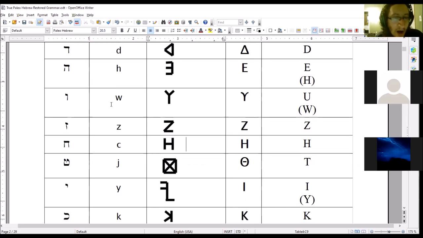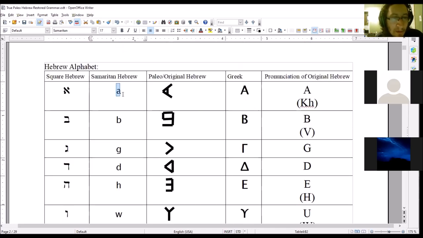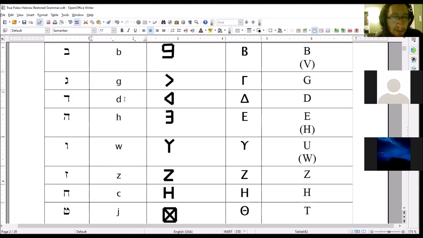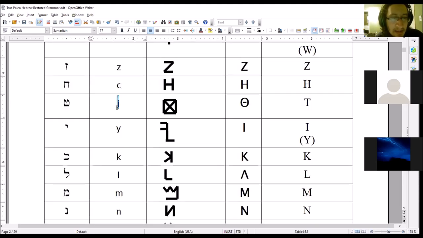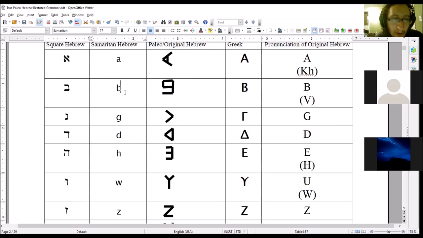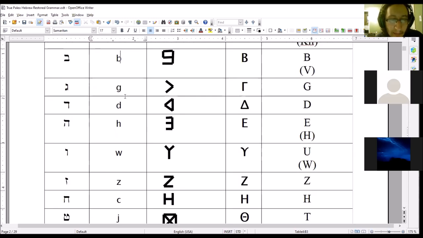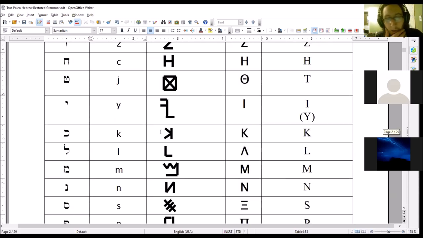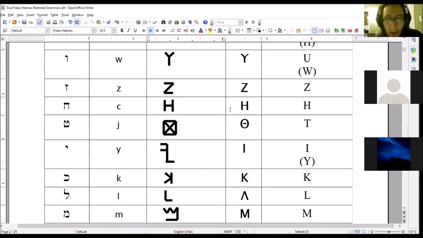Like I said, the second column is supposed to show Samaritan Hebrew font, but for some reason it malfunctioned. I think the original file was on a different computer, and then when I sent this file to this computer, the font has not been downloaded on this computer yet, I'm thinking. So we were just at the letter H, where this letter right here is the original form of the Hebrew letter H, and it's called Het in Hebrew.